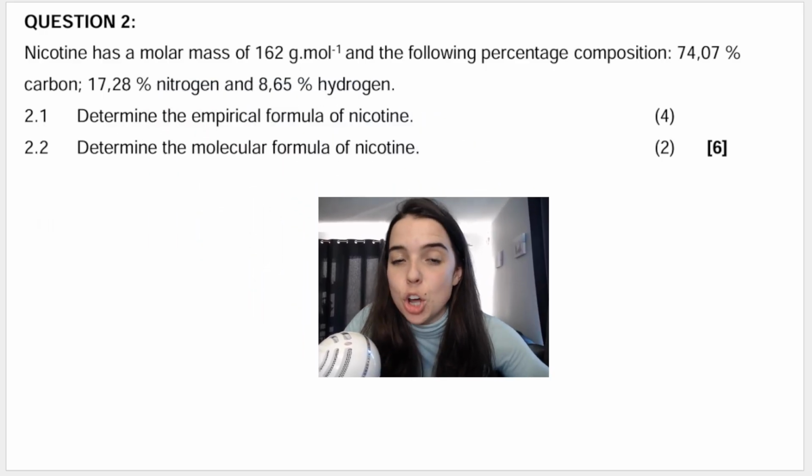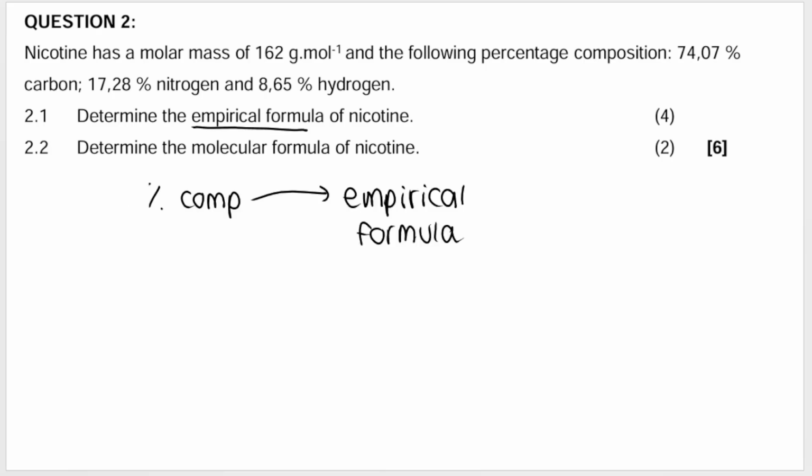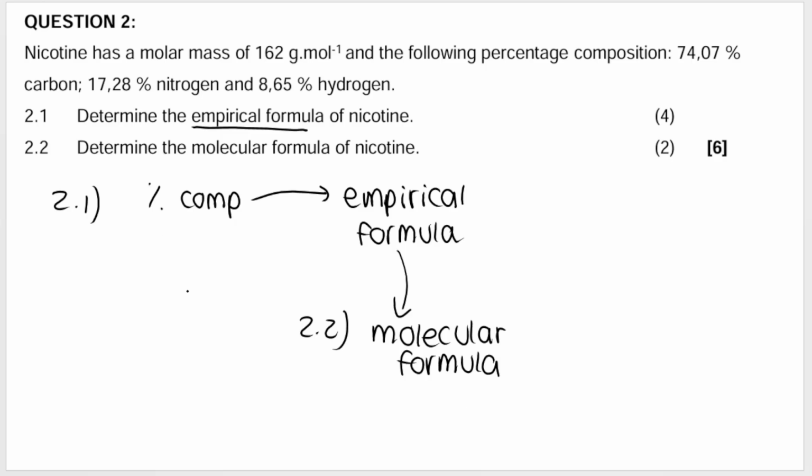First question, determine the empirical formula. We learned in the previous videos in this playlist that in order to get empirical formula, I need percentage composition. So we are able to go from percentage composition to empirical formula using the steps I taught you, and that's what we'll do in 2.1. Then once we have the empirical formula, I can get from that to the molecular formula, and that is what I will do in question 2.2. So let's start with 2.1.